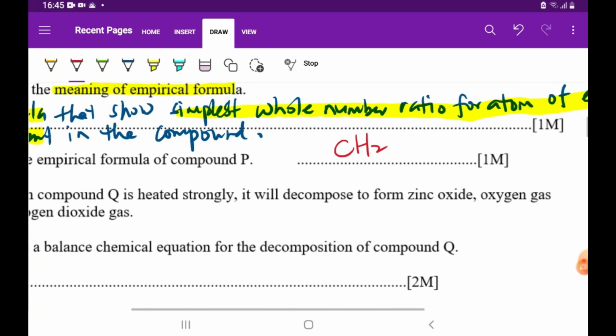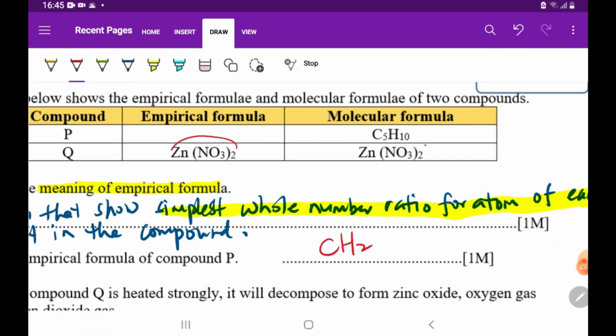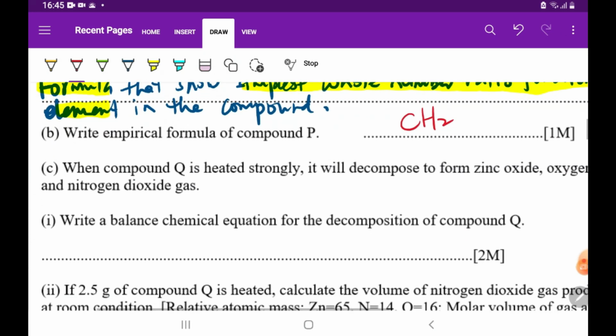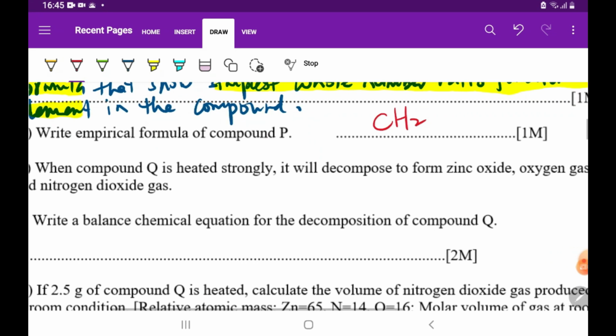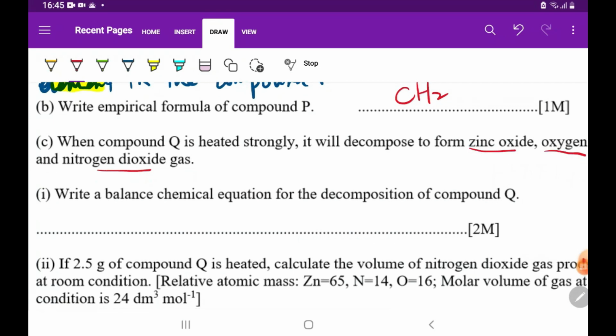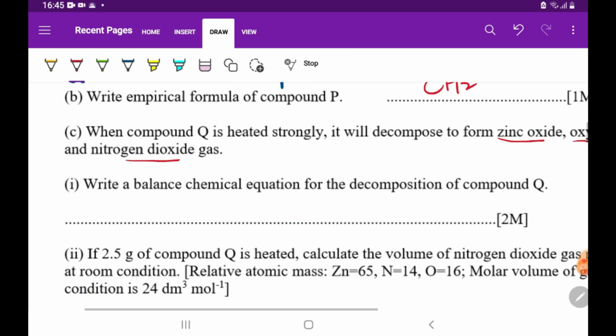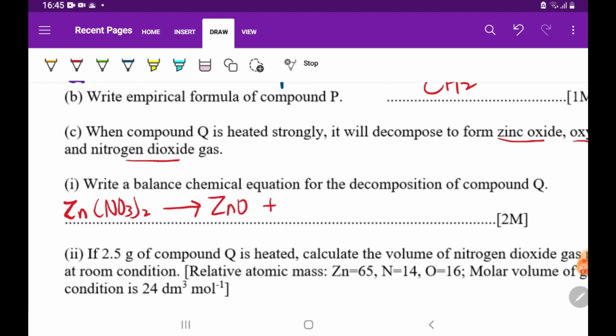Okay, next, when compound Q is heated strongly, compound Q here is the same, right? Okay, so zinc nitrate. It will decompose to form zinc oxide, oxygen, and nitrogen gas. So write a balanced chemical equation. So zinc nitrate decomposes to form zinc oxide, then oxygen, and nitrogen dioxide. Okay, so we need to try to balance this equation.